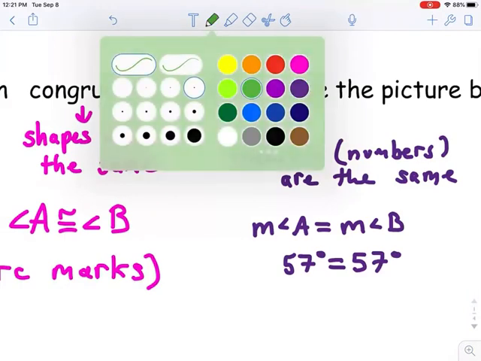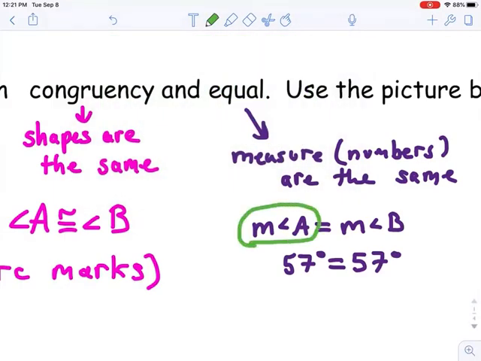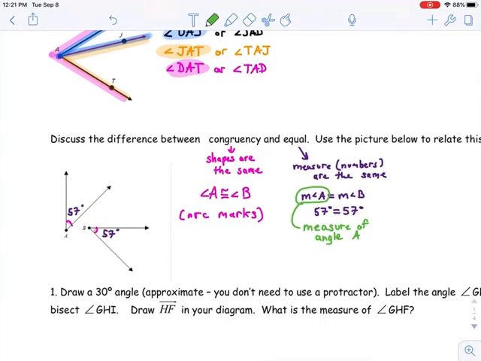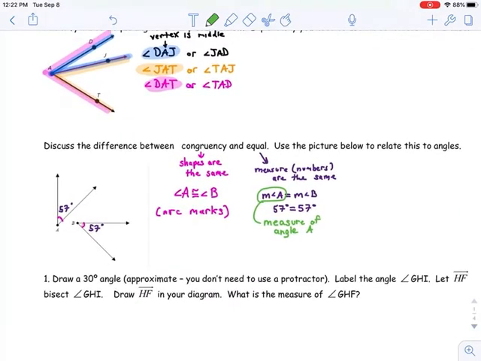And I've had a student ask before, what does this mean? This right here reads the measure of angle A. I know in geometry we have a lot of notation, mainly because us math teachers, we don't know how to spell. But that little m means measure. The measure of angle A equals the measure of angle B, and because they're both 57 degrees, that's why they're equal. Shapes are the same, numbers are the same: congruent, equals. It's very similar concepts. Very tedious, but it's just the way we do it. It's something we have to know and be comfortable with.